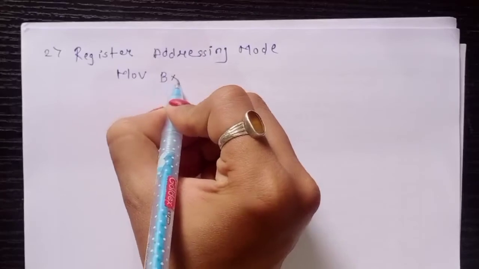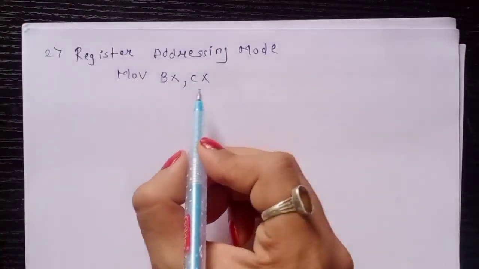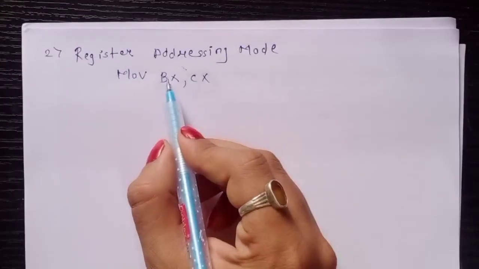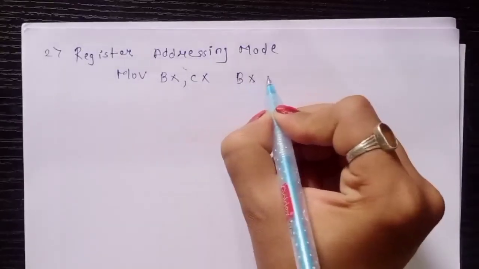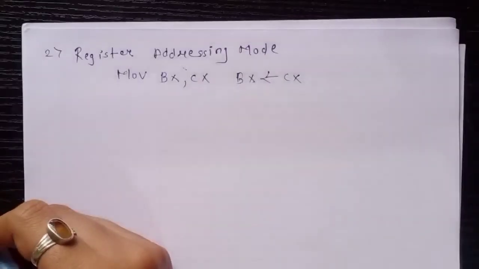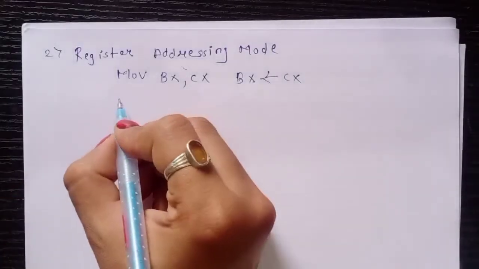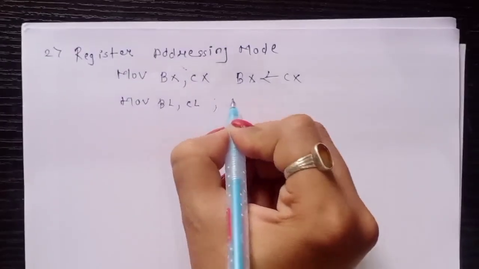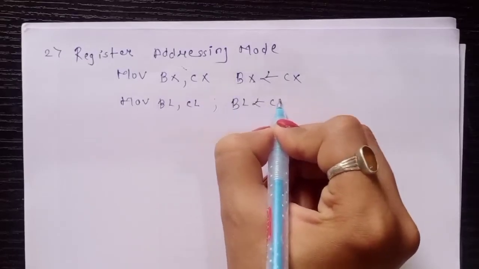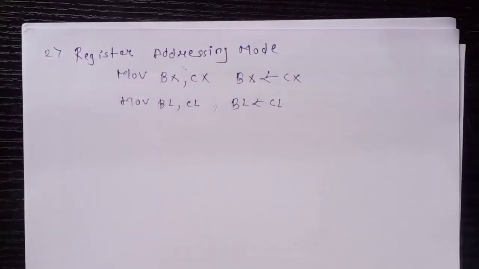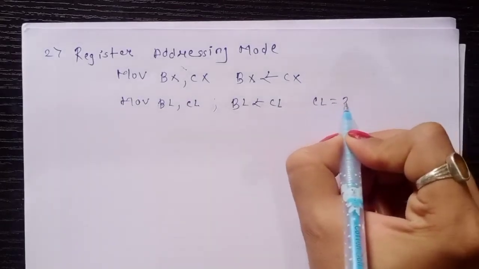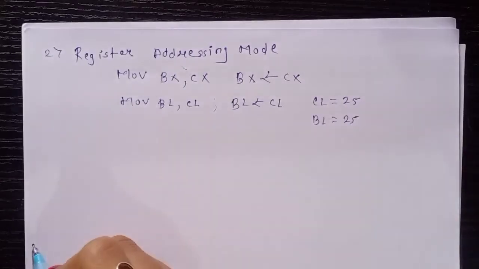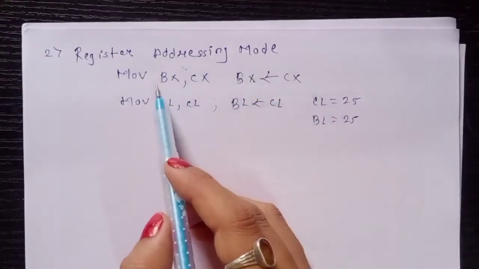Let's say MOV BX, CX. Now here data is not present in the instruction. Here both are registers. So what will be the result? BX will get the contents of CX. Another example, MOV BL, CL. What will be the result? BL will get the contents of CL. So if CL was 25, BL will get 25. It means that data is not directly present inside the instruction.